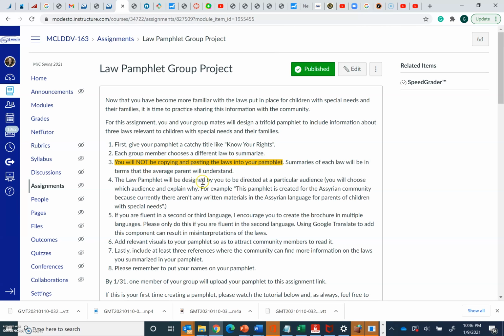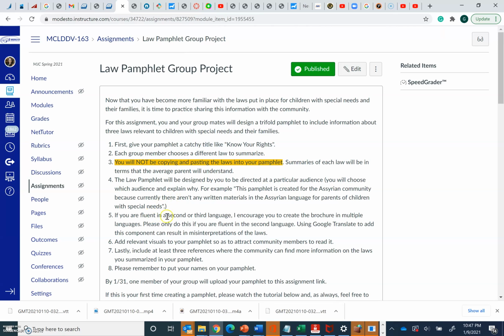The law pamphlet is to be designed for a specific audience. So maybe you're designing it for families of children with autism. Now, that doesn't necessarily need to change the laws that you're including, but it will maybe change the images. And maybe you're only looking at legislation specific for autism, but you could do overarching special education legislation as well, like the ADA or the IDEIA. So all of these are appropriate as long as it's specific to special education, or disability law in general.